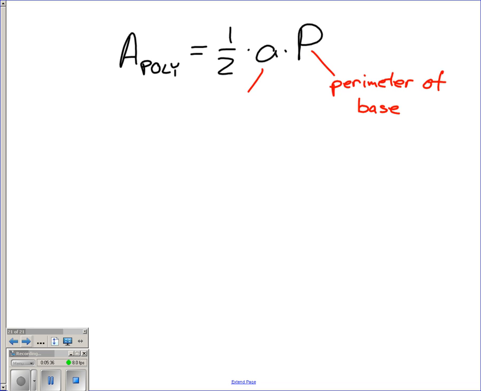This apothem is actually the height of a triangle inside this regular polygon once you form it. We'll show an example here in a minute. But this is actually the distance from the center perpendicular to a side.